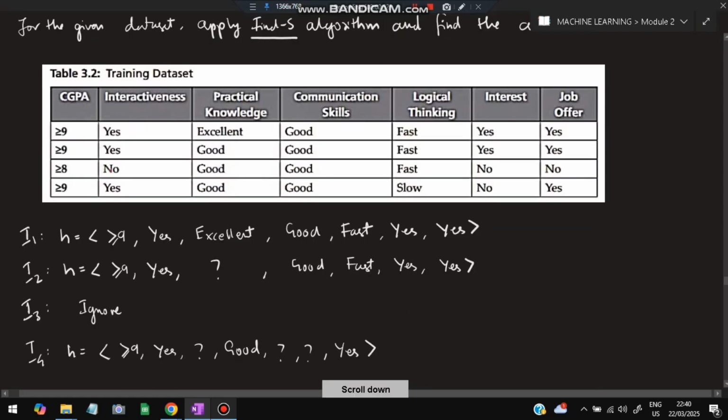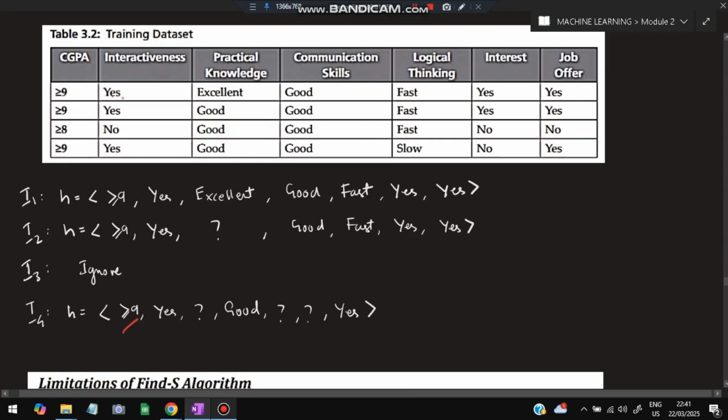Here, how many yes are there? First yes, second yes, third yes. We will not be considering this one, we will be ignoring it. Now we will be checking each attribute. Very simple. Greater than 9, greater than 9, greater than 9. So finally it will be greater than 9 here. Then yes, yes, yes, so it will be yes here. Excellent, good, good. So there is a difference, so make it a question mark. Good, good, good, so make it good only here. Fast, fast, slow, so there is a question mark here.